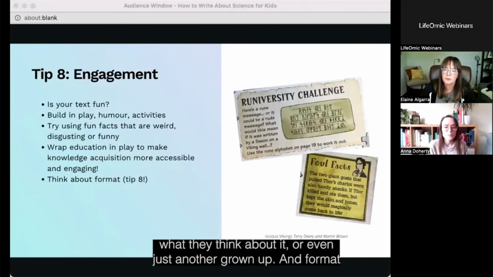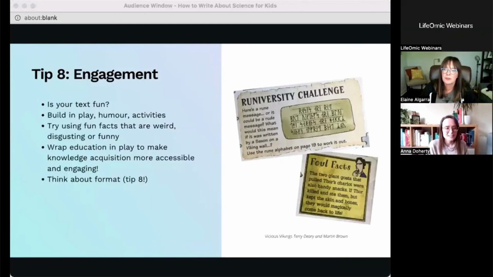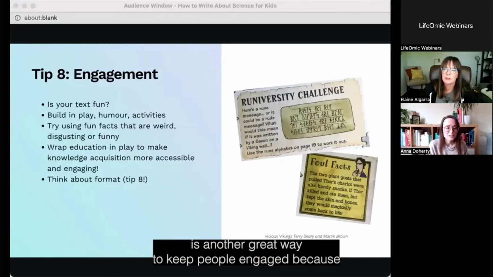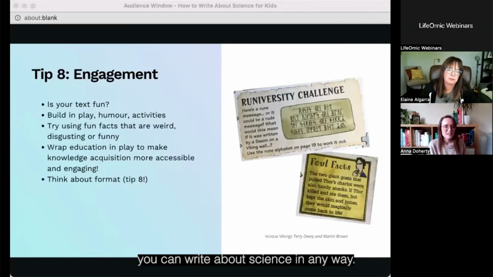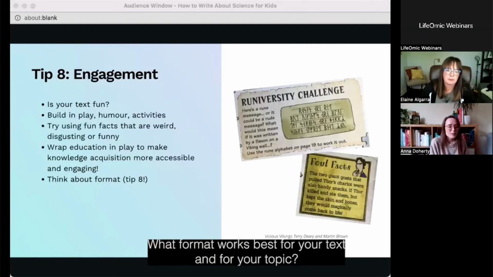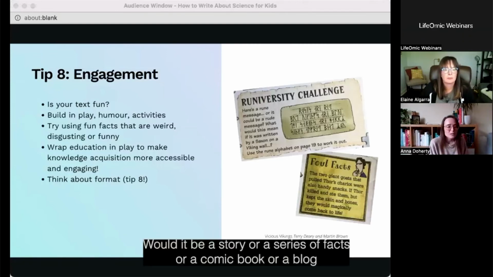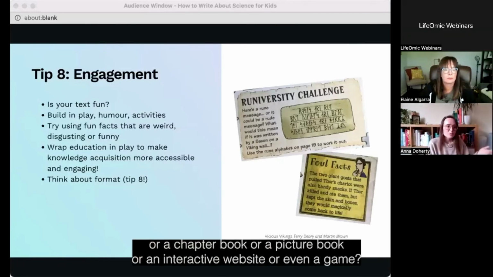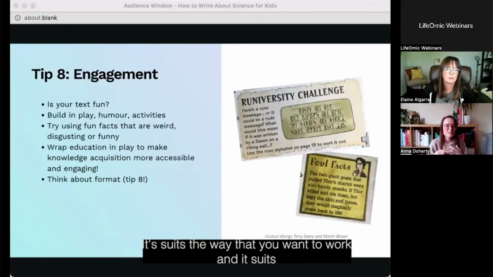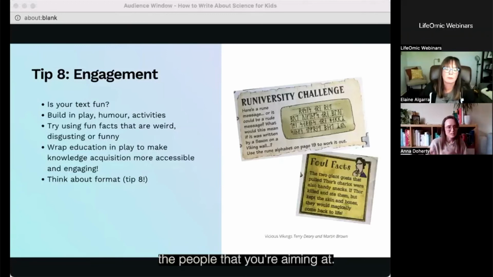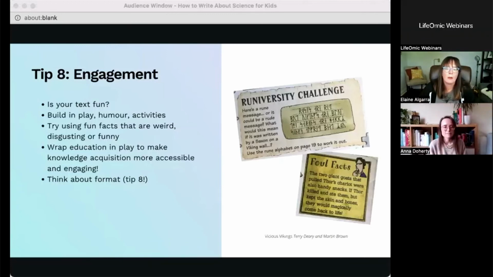And format is another great way to keep people engaged, because as I said, we keep saying book, but this doesn't have to be a book. You can write about science in any way. What format works best for your text and for your topic? Would it be a story or a series of facts or a comic book or a blog or a chapter book or a picture book or an interactive website or even a game? It could be anything, as long as it suits the topic, the way that you want to work, and the people that you're aiming at. So have a think about that as well.